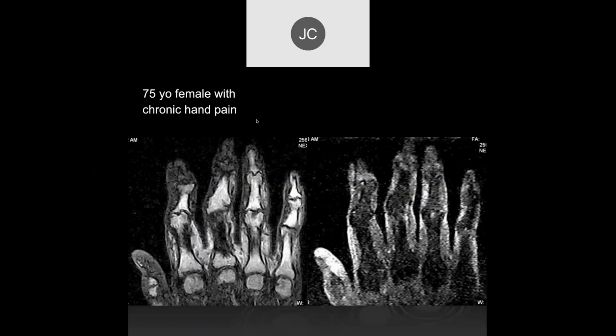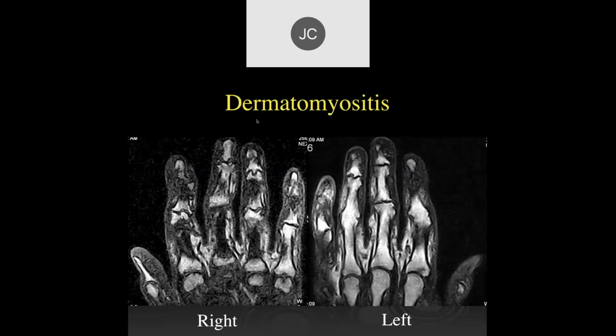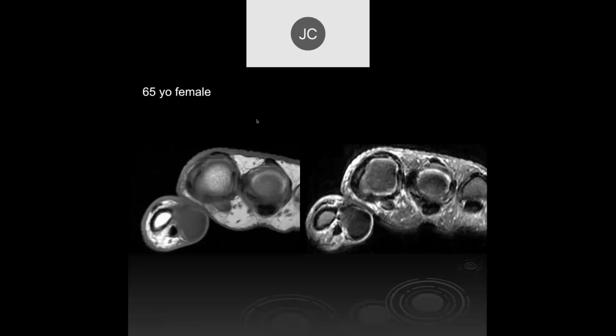So we talked about dermatomyositis a little bit yesterday. Tayson, what do you think of this case? There's some low density or low signal mass there in the volar aspect of the thumb.